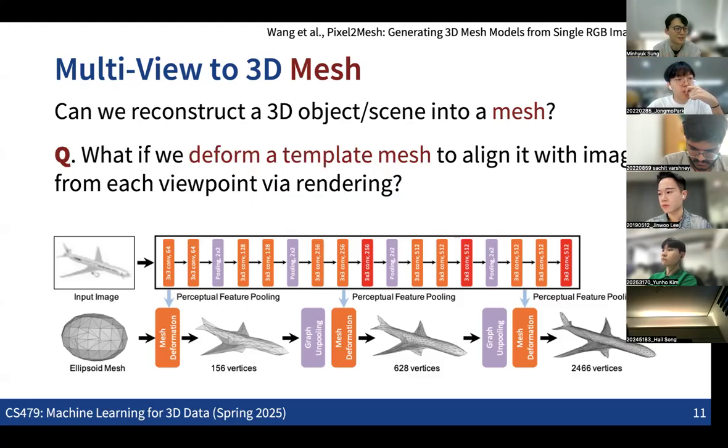One simple idea for that, from about 7 years ago, is that we start from a template mesh. Here the template mesh is an ellipsoid mesh, and over time, with the multiple images, we deform this template mesh in a way that the rendering of this mesh into the views becomes the same as the images that we have. This is really something we can do, right? But what's the downside of reconstructing 3D things into a mesh? Can you see what the downside is?